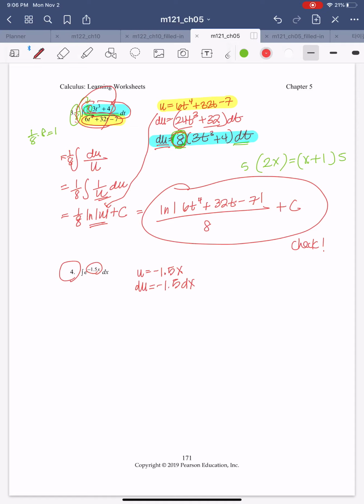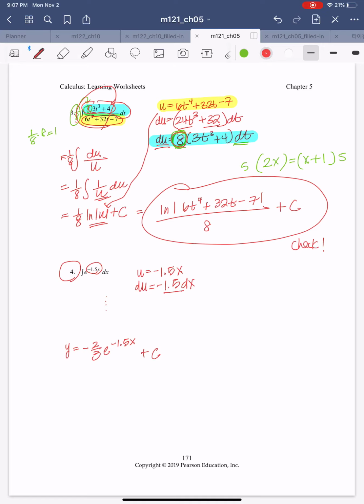I added 8, so I divided by 8. So you're going to be adding negative 1.5, so there must be a dividing by negative 1.5. If you do that properly, I'm leaving this as an exercise so you can practice. Your final answer, after taking the antiderivative, should be negative 2 over 3 e to the negative 1.5x plus c. Okay? So please do number 4 on your own if you think you need additional exercise.